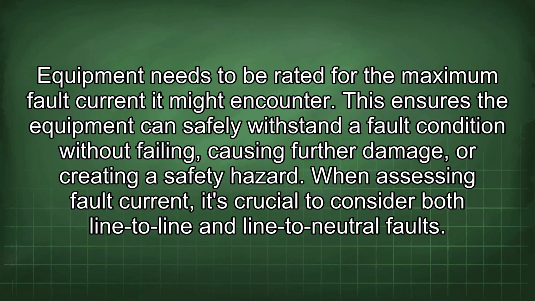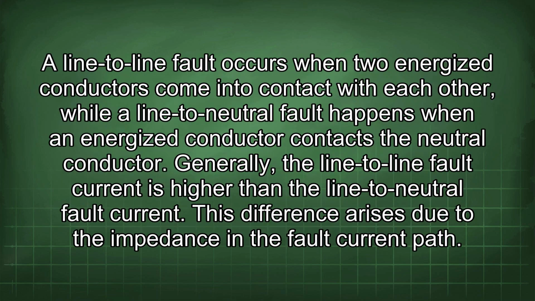Equipment needs to be rated for the maximum fault current it might encounter. This ensures the equipment can safely withstand a fault condition without failing, causing further damage, or creating a safety hazard. When assessing fault current, it's crucial to consider both line-to-line and line-to-neutral faults. A line-to-line fault occurs when two energized conductors come into contact with each other, while a line-to-neutral fault happens when an energized conductor contacts the neutral conductor.